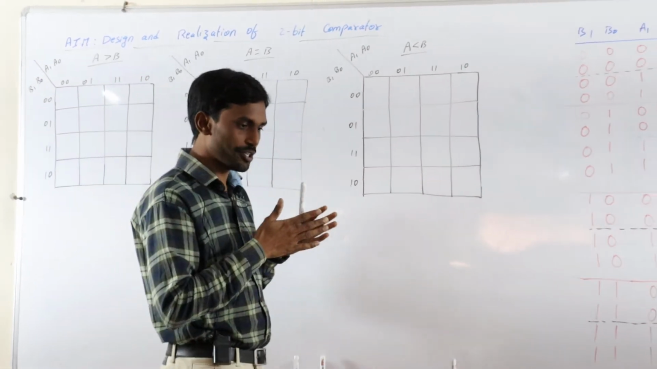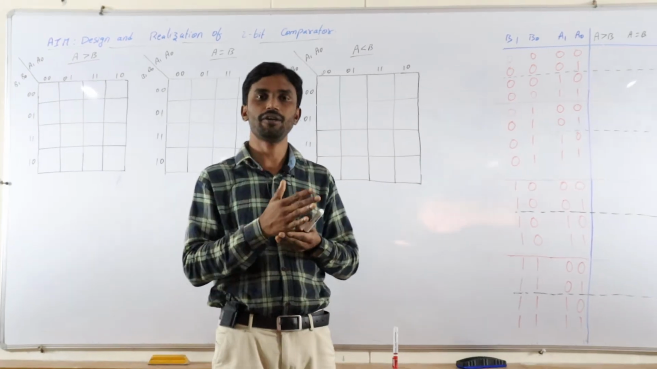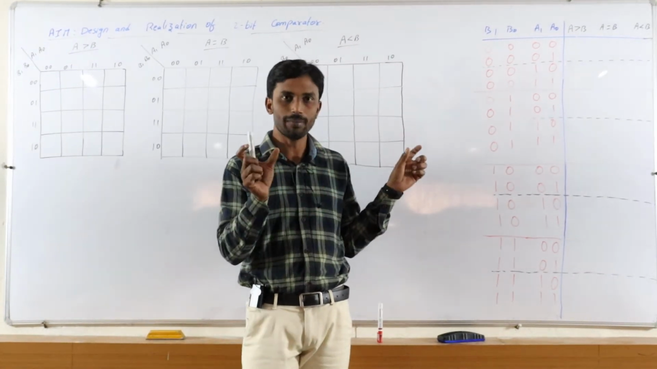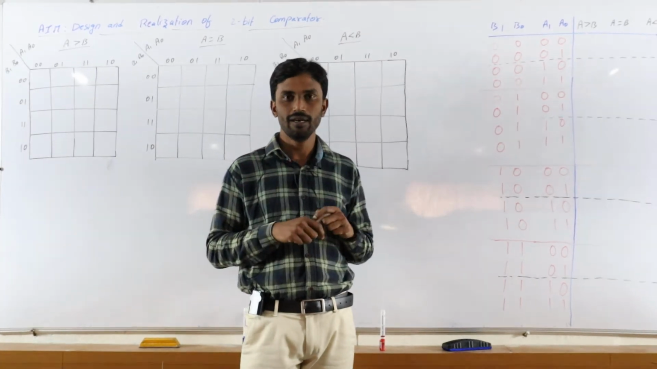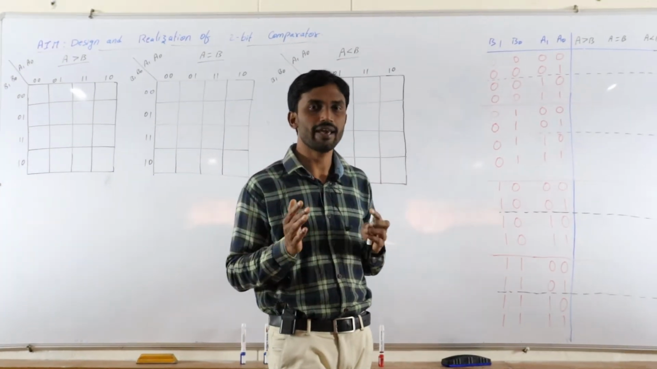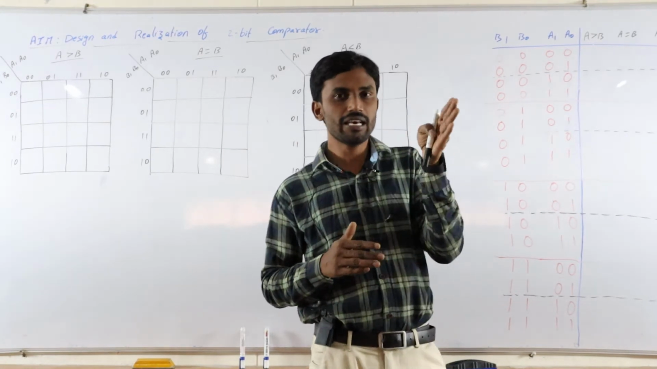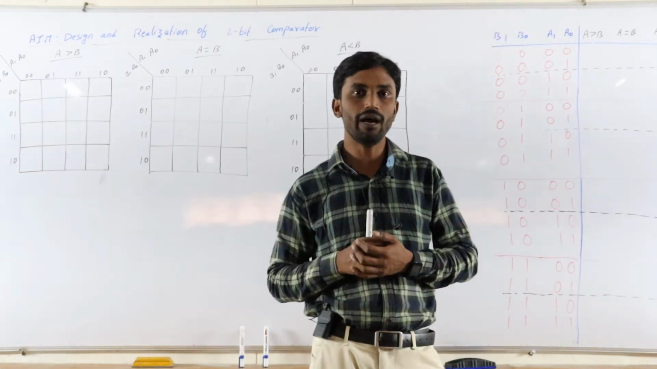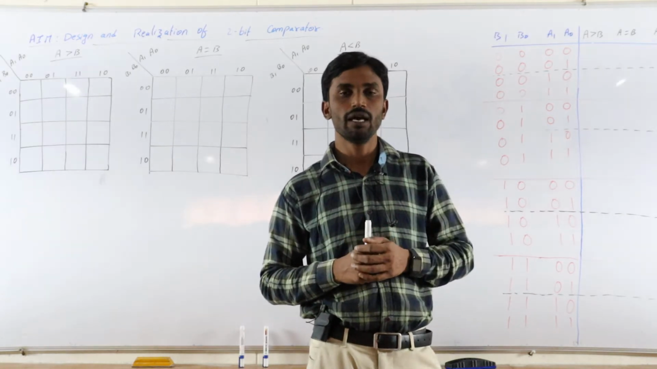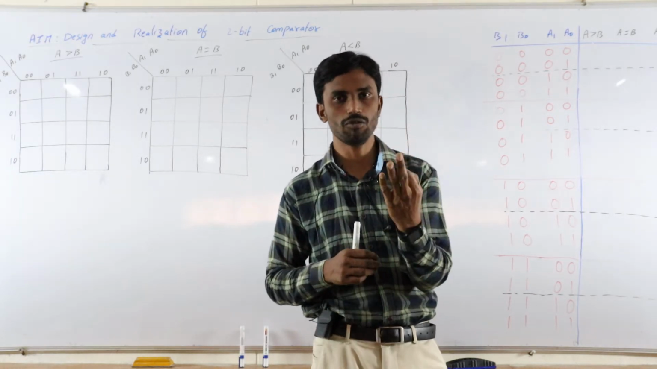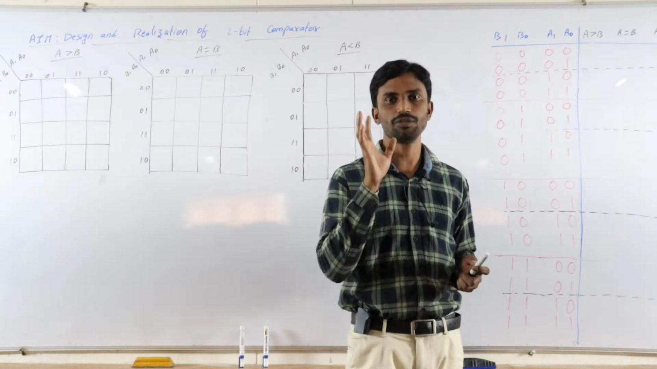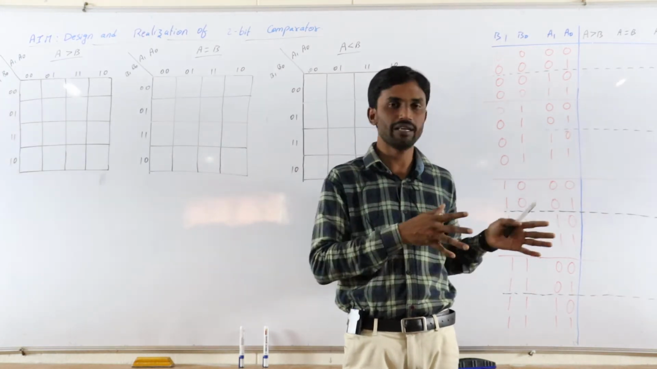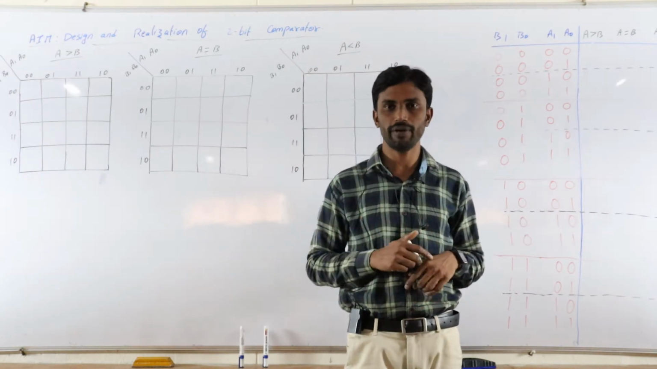A comparator circuit can be of 1-bit, 2-bit, 3-bit or 4-bit, any number of bits, which compares two numbers and gives you a result: either both are equal, or A is greater than B, or B is greater than A. Of the 3 outputs, any one will be active, meaning high, and the others will be low. It depends upon the inputs we have provided.